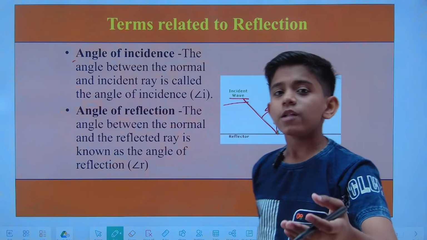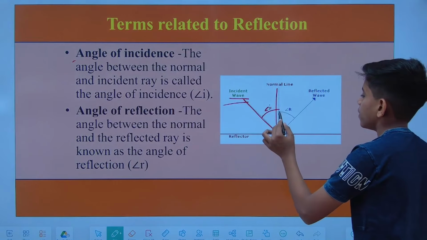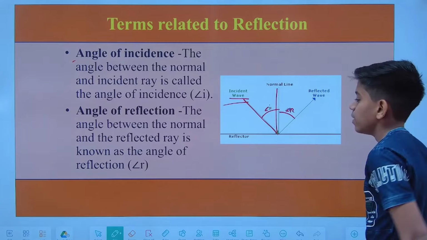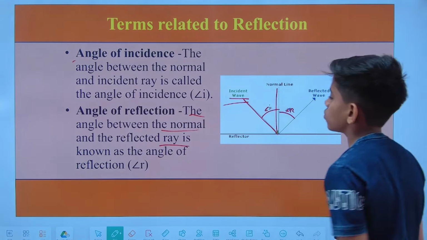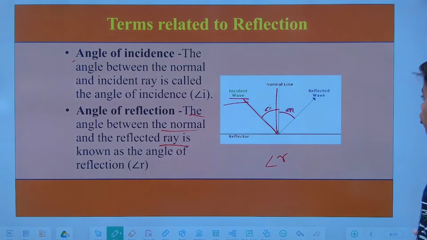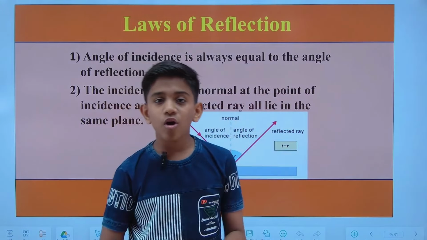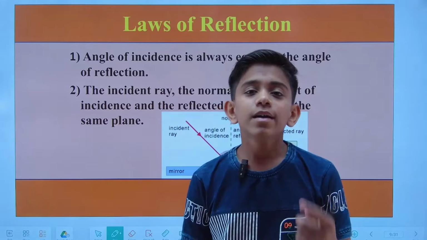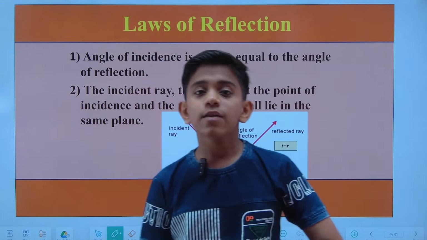Angle of reflection: the angle formed between the reflected ray and the normal is nothing but the angle of reflection. This is the angle of reflection. The angle between the normal and the reflected ray is known as the angle of reflection, which is shown by this sign, angle and small r. I hope you understood incident ray, reflected ray, normal, angle of incidence and angle of reflection. These terms are very important to understand the further topics.